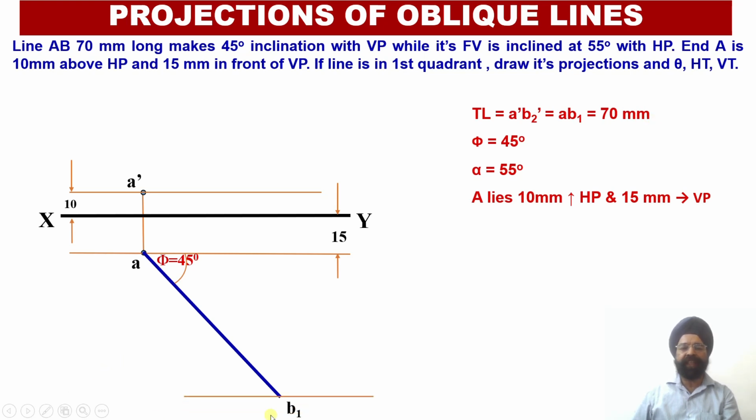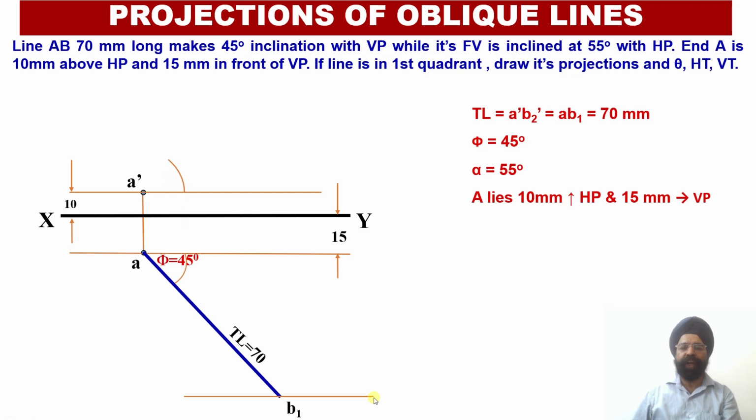So once we mark this point B1 over here at an angle of 45 degree with respect to the vertical plane, this is the true length equal to 70 millimeter. Once we obtain this point B1, we are going to draw a horizontal locus line corresponding to the point B1 over here.